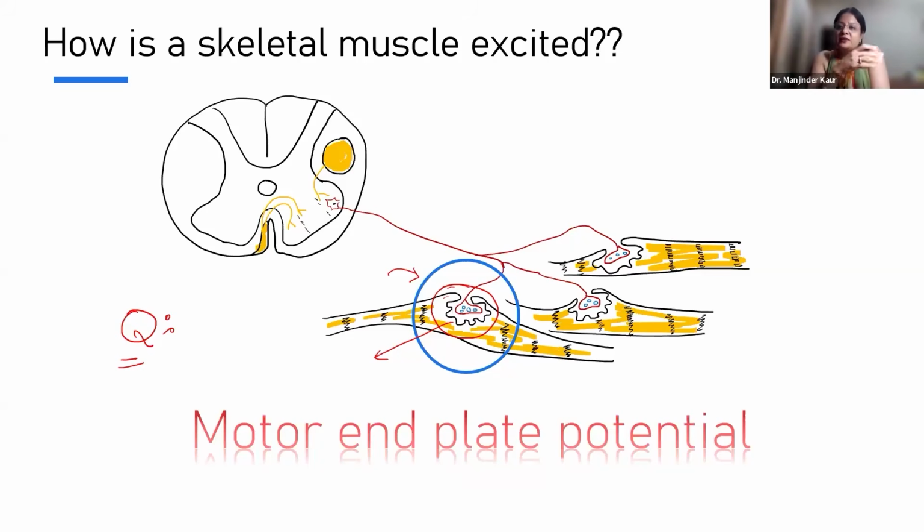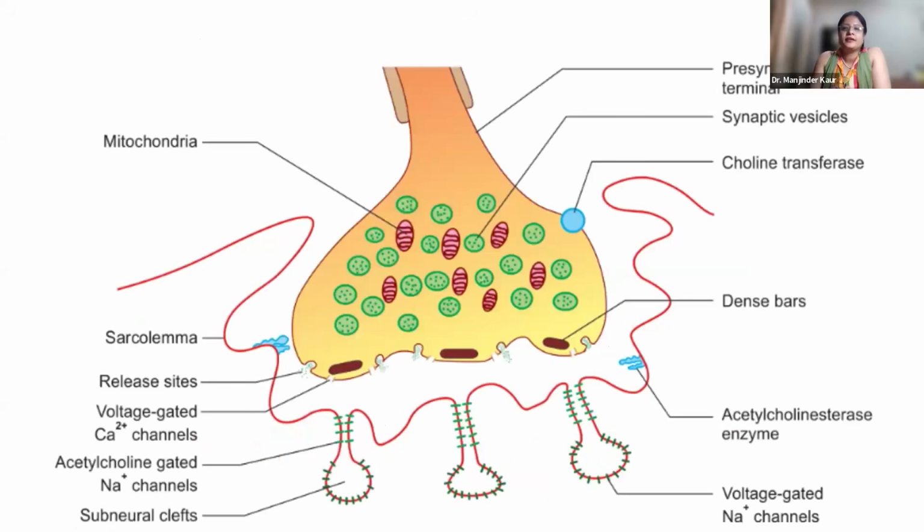Just in the last webinar, we had done the resting membrane potential of the muscle fiber. So resting membrane potential is okay, but yes, that's the answer I wanted. Good, Kirtana. So it is the action potential which appears in the end plate or in the postsynaptic membrane, that is the sarcolemma. So here we have the motor end plate potential.